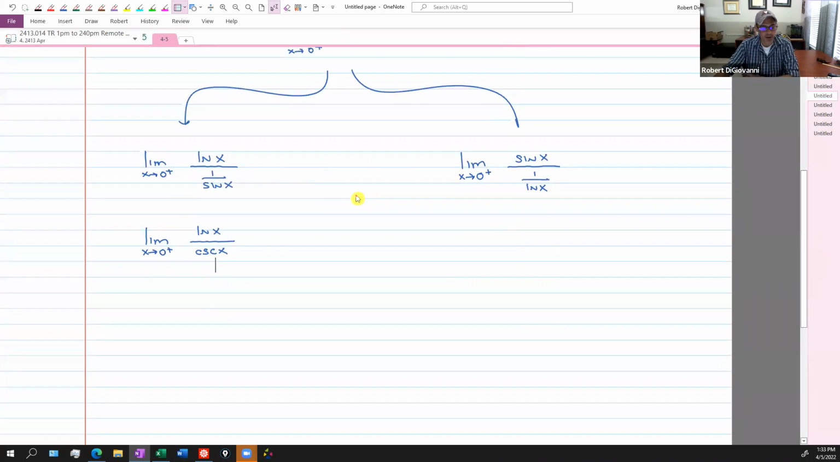So if I come back here, I'm going to keep working with the left one. If I apply L'Hopital's rule, I get limit as x approaches 0 from the right. The derivative of the top is 1 over x, because that's a derivative of natural log. And the derivative of the bottom is negative cosecant x cotangent x. It's not pretty, okay? It's not pretty, but let's keep going, all right? Any questions up to this point?